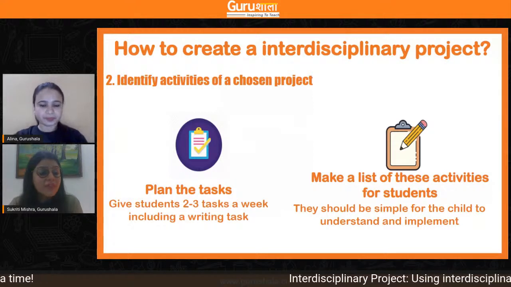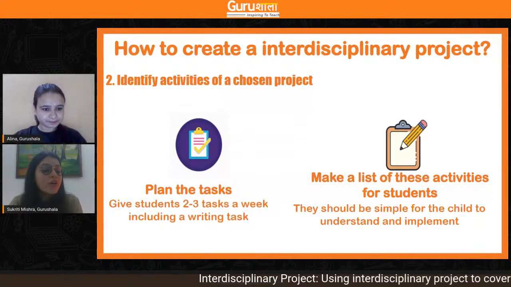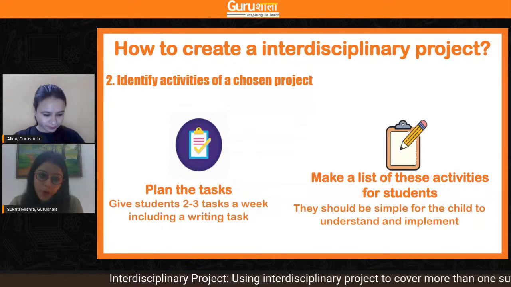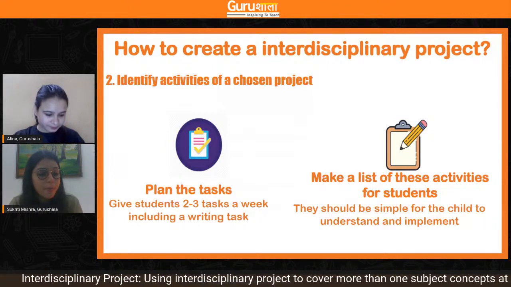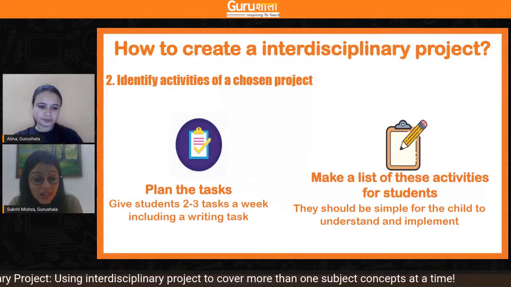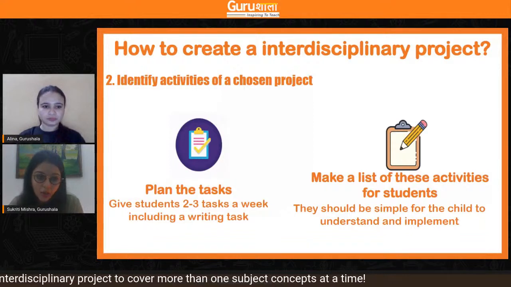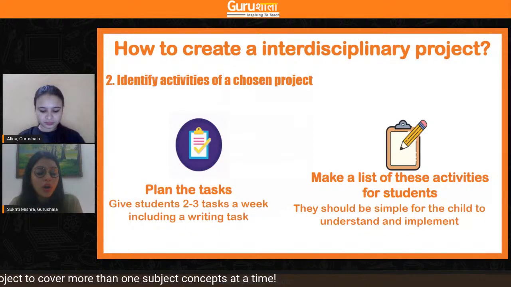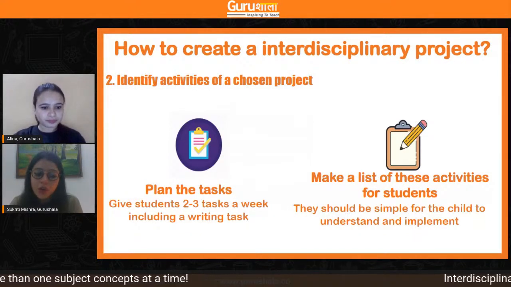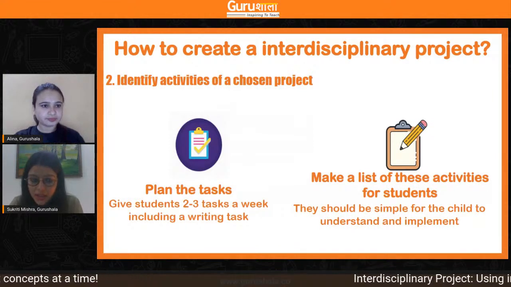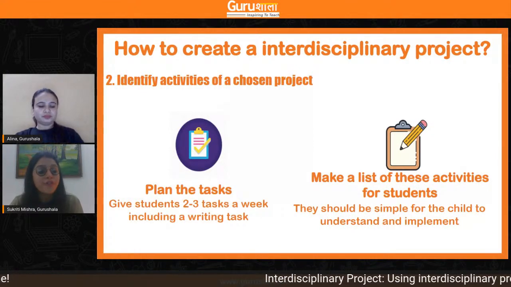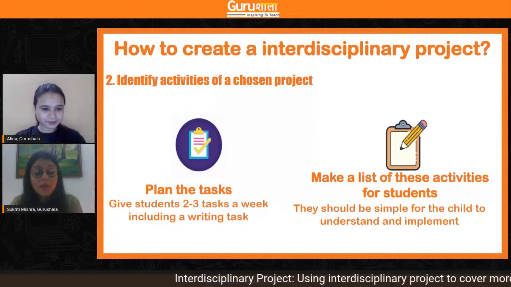So a project activity shouldn't be one task, because then the whole purpose of a project dies out, because the purpose is that a student is engaging for a longer period with any concept. And also we feel that you should ensure a writing task, because writing helps students reflect better on anything that they are engaging with.